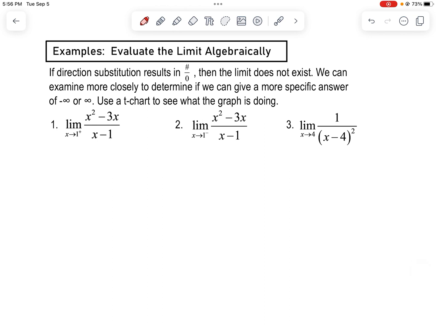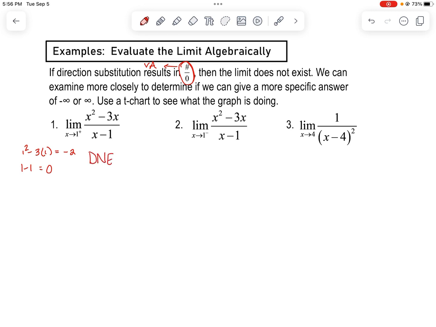So how does not exist work if we're doing things algebraically? The first thing we do is direct substitution. And if we get a result as a number over 0, that means there is a vertical asymptote there, and so the arrows are going to infinity or negative infinity. So in number 1, if we plug in 1, we're going to get 1 squared minus 3 times 1, so negative 2. And on the bottom, we get 1 minus 1, which is 0. So we have negative 2 over 0, and so we know this limit does not exist.